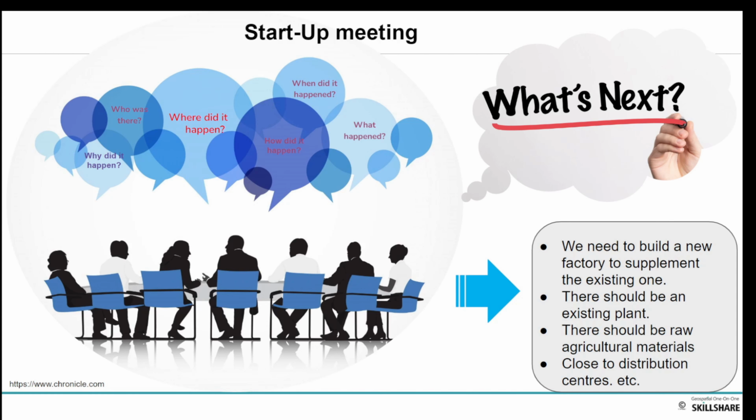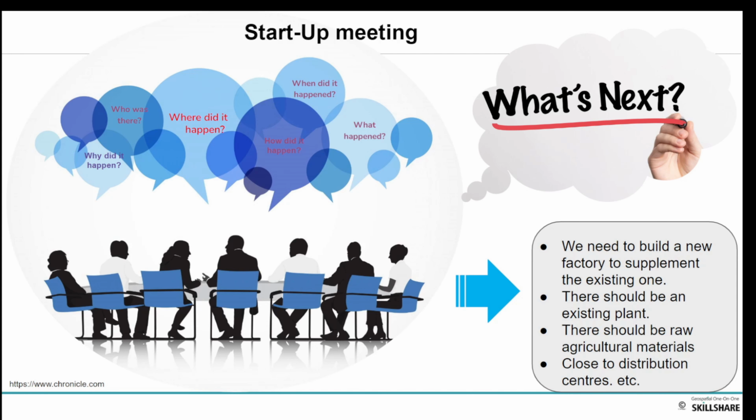So they want it to be closer to a place where there is already a plant so they can leverage on those plants. They want the factory to be at a place where they can also find the agricultural materials they need to be able to keep the factory running. And they want this factory to also at the same time be closer to their distribution centers. There are so many things that might have gone on to bring about this discussion.